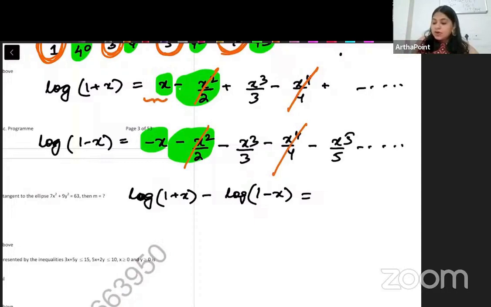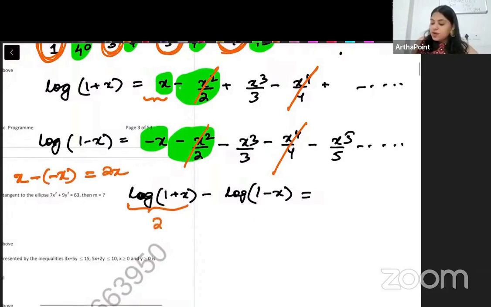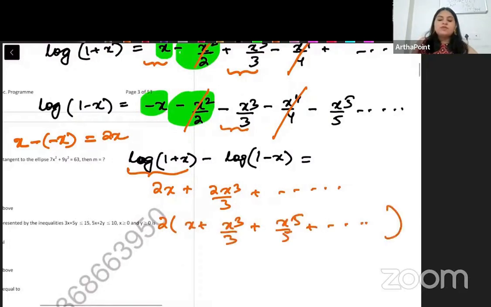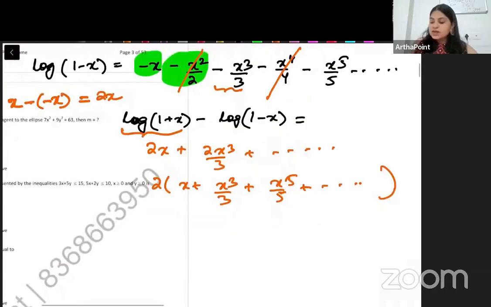So like here, x will come from here minus minus x. So this will be 2x. Right? So I will have 2x plus, again, this minus minus this, plus 2x cubed by 3 plus so on. So I can take 2 common and I will get x plus x cubed by 3 plus x to the power 5 by 5 and so on. Is this clear? I hope this is making sense.